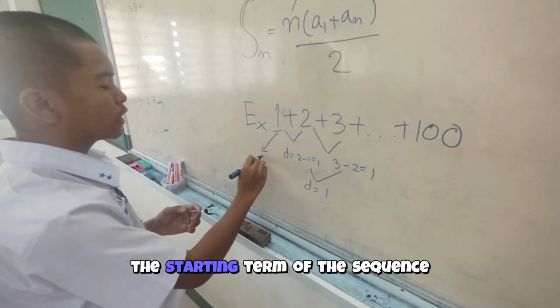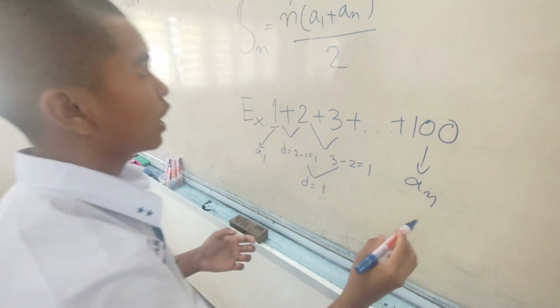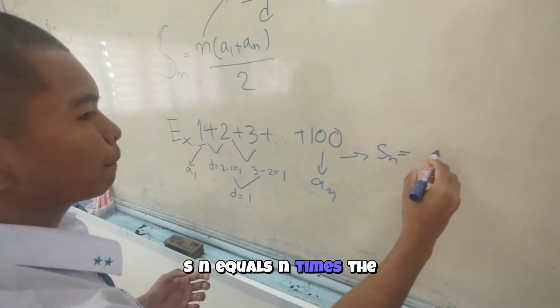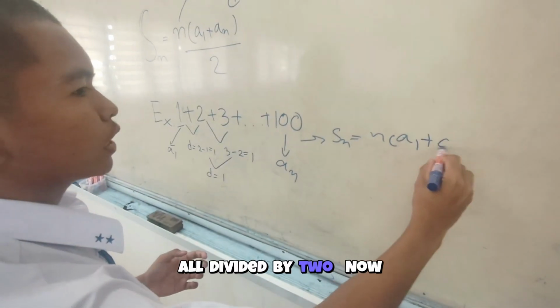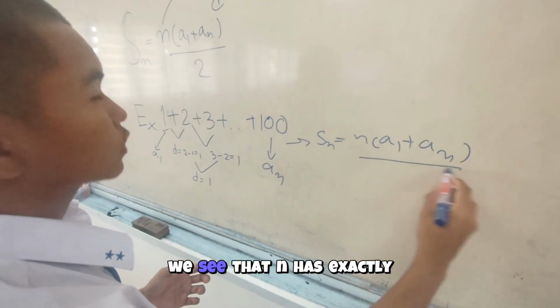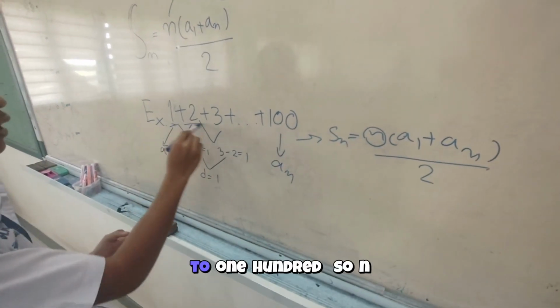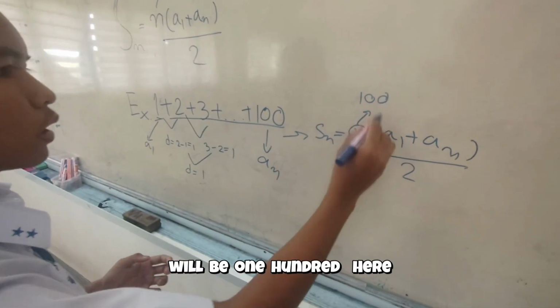And now, the starting term of the sequence is a1, and the end term is an. So we get the sum Sn equals n times the quantity a1 plus an, all divided by 2. Now we see that there are exactly 100 terms ranging from 1 to 100. So n will be 100.